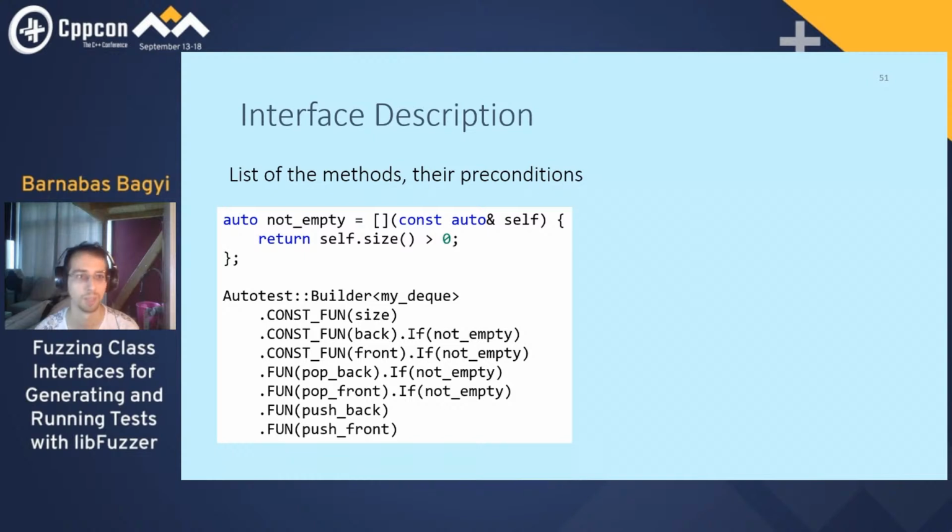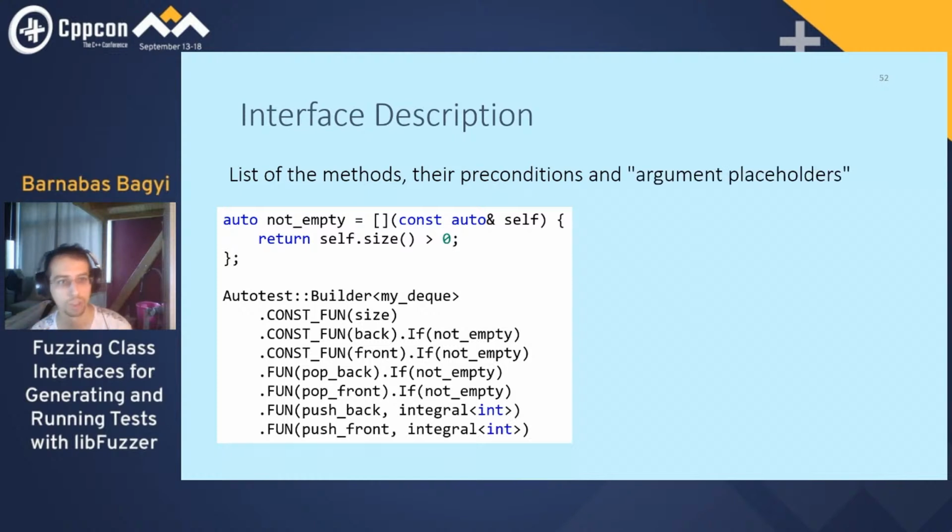But the other problem is that how should we know that push_back has arguments, right? And for that, I've created the definition of an argument placeholder, which just holds the place for an argument, right? And with this, the interface description is complete.